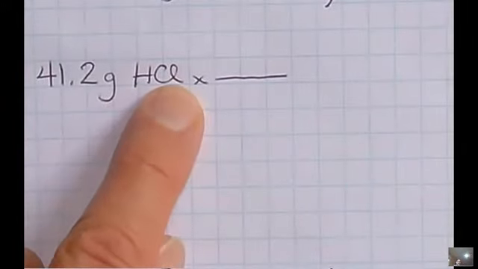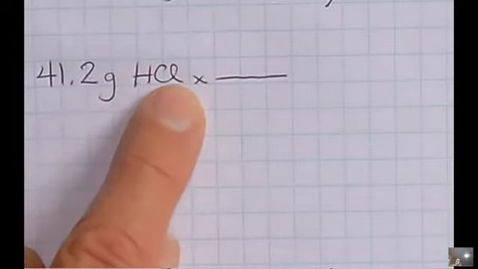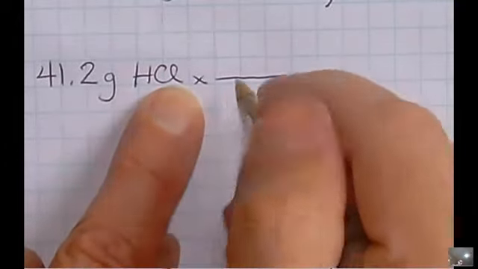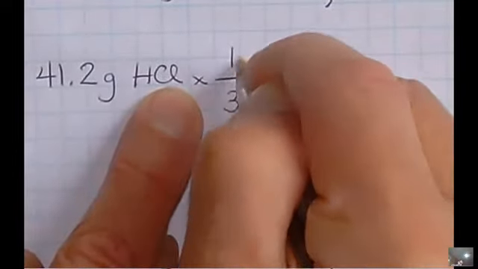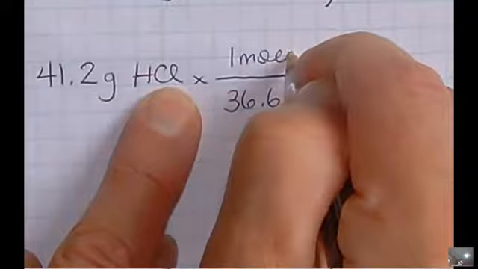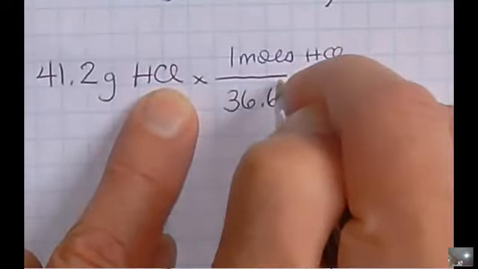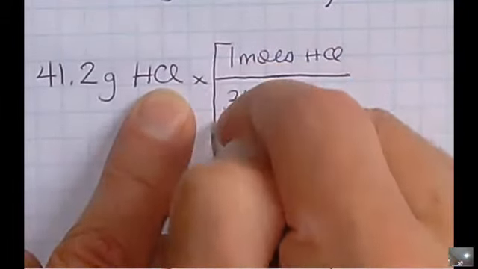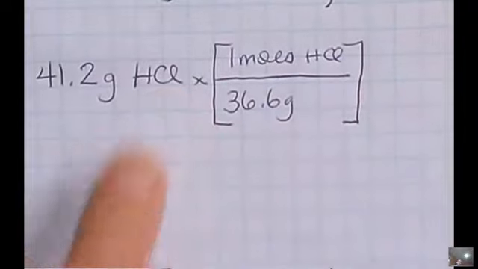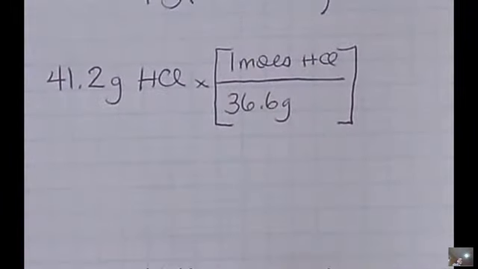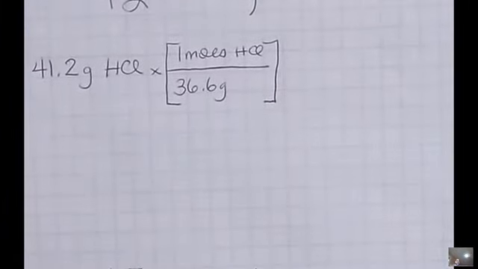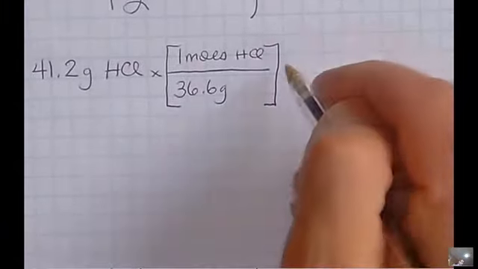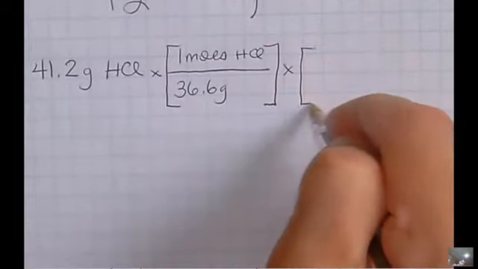Hydrogen is 1. Chlorine is 35.5, so 1 plus 35.5 gives me 36.5. That's going in the denominator because I want to get to moles of HCl. Nothing new. That's a repeat of what we've been doing for several months. Good. Okay, now, next question.